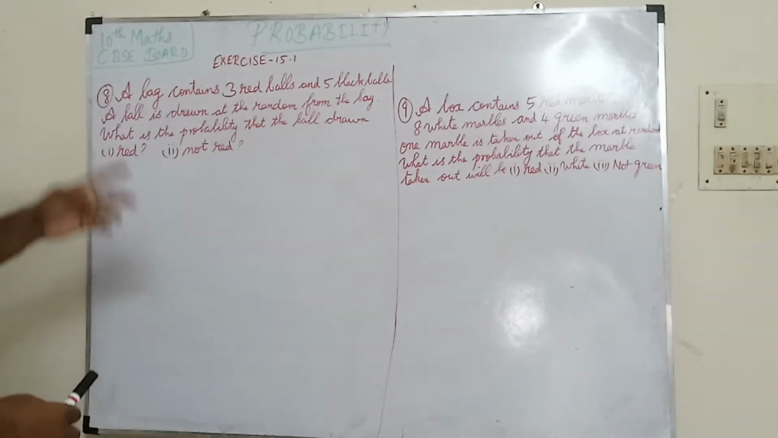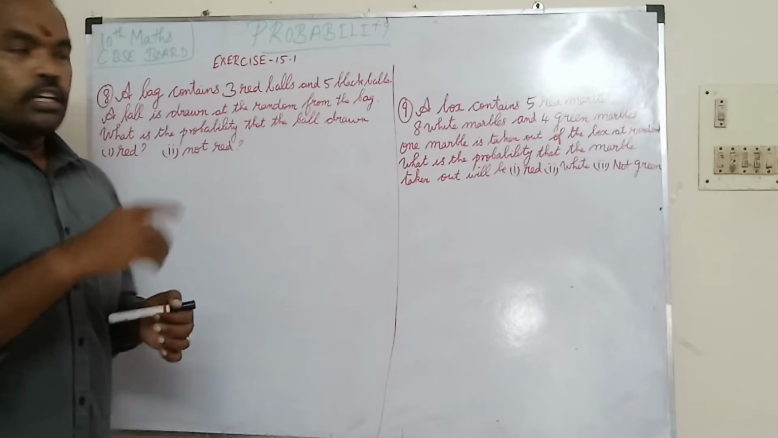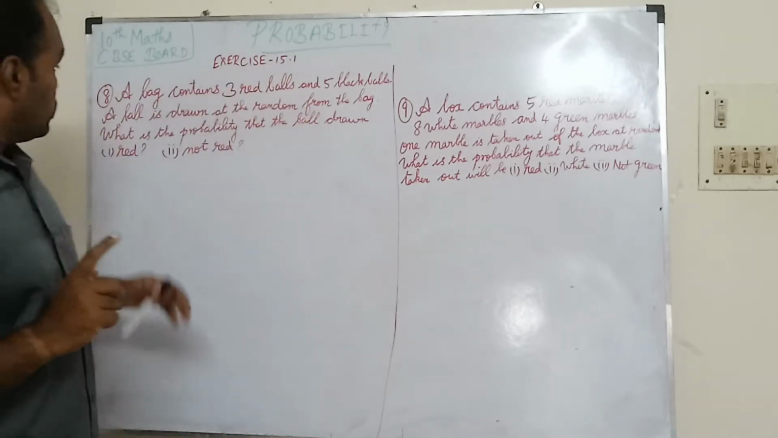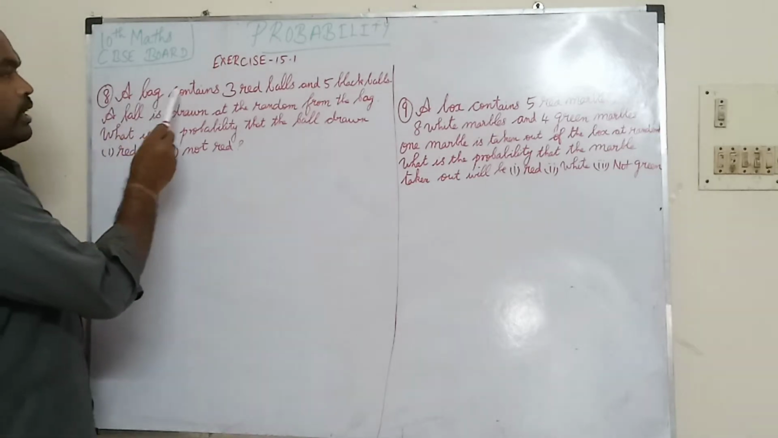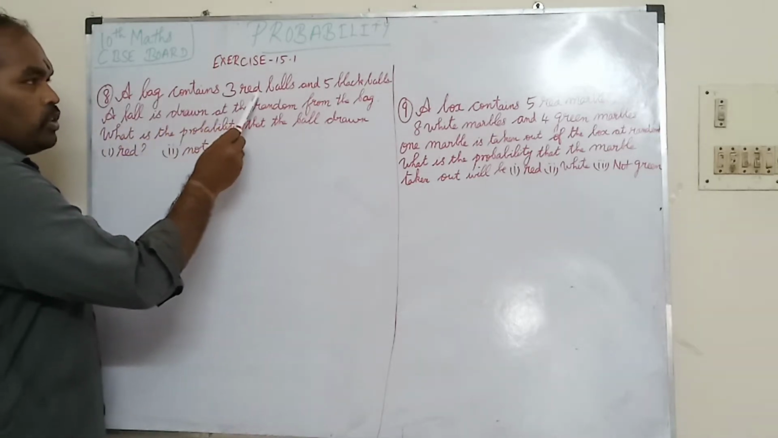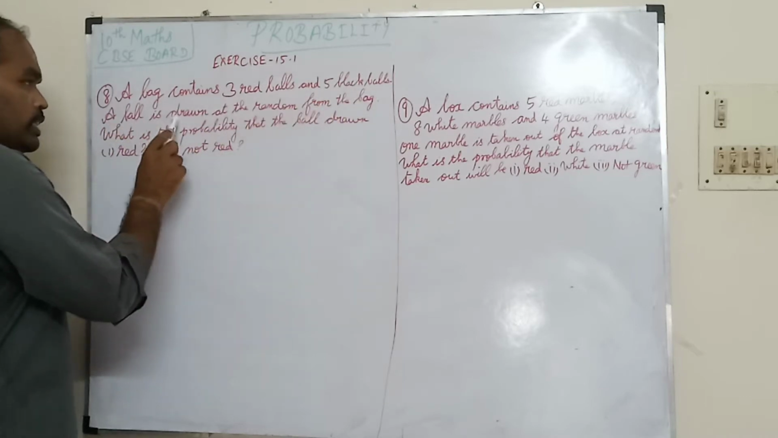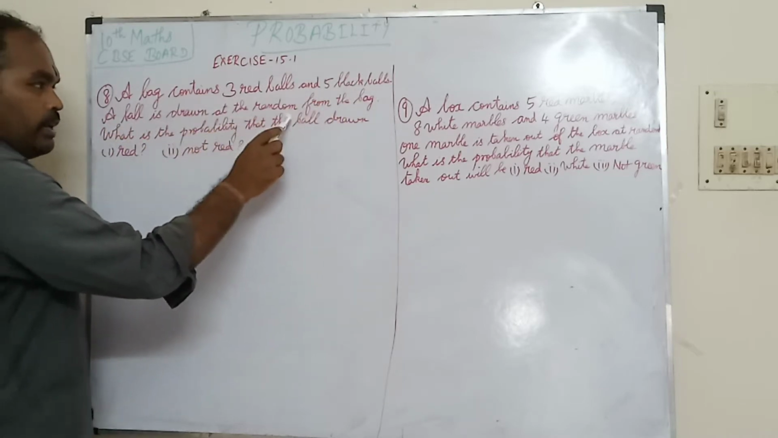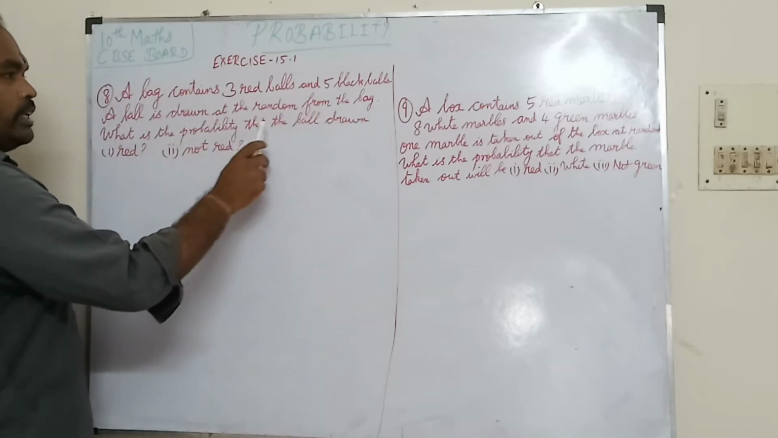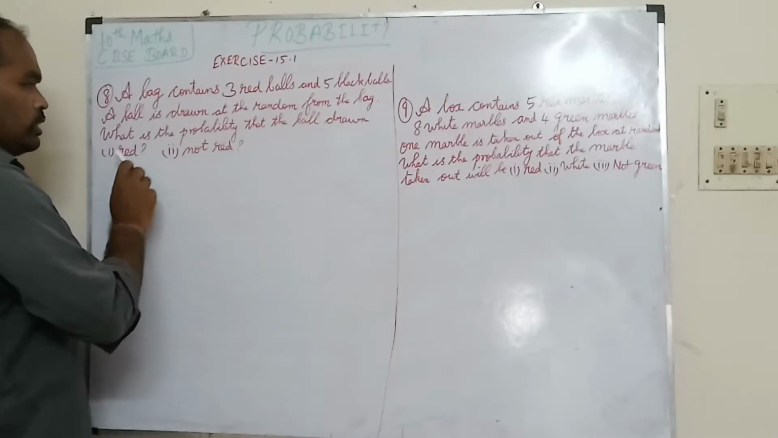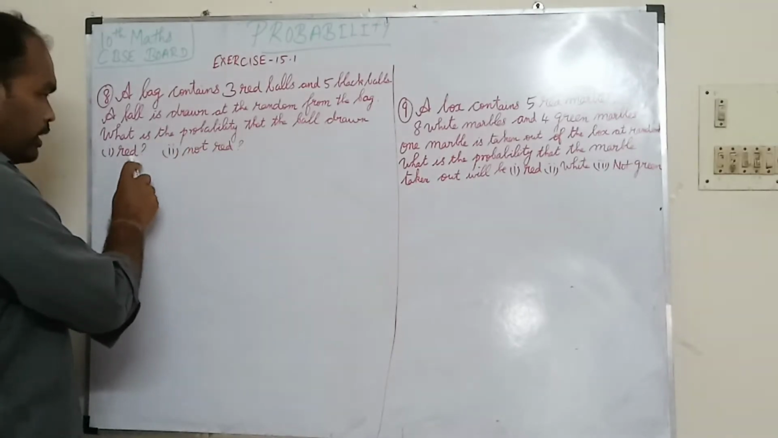Today we are going to see probability exercise 15.1, 8th sum. A bag contains 3 red balls and 5 black balls. A ball is drawn at random from the bag. What is the probability that the ball drawn is red, not red?